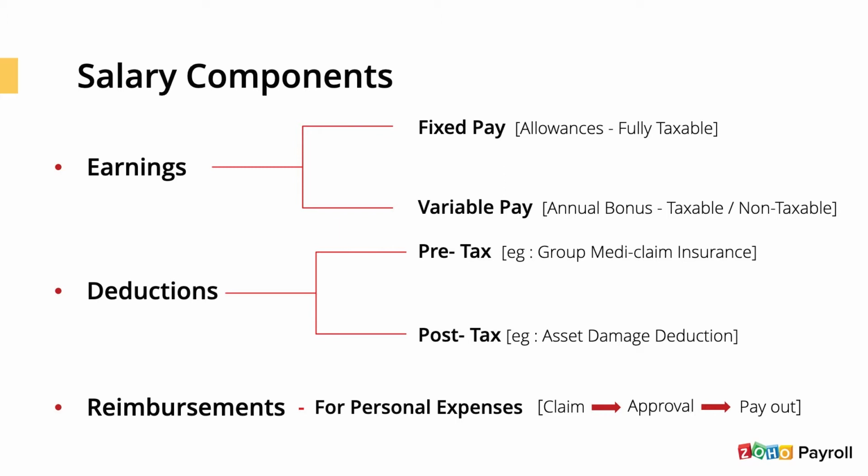Deductions can be classified into two types: pre-tax and post-tax. The differentiating aspect between the two deductions is the tax saving benefit for the employee. So whenever you make a pre-tax deduction, your employees won't have to pay income tax for it. One good example of a pre-tax deduction is the group Mediclaim insurance premium. When you make a post-tax deduction, the employees are liable to pay income tax on it. Asset damage deduction is an example of post-tax deduction.